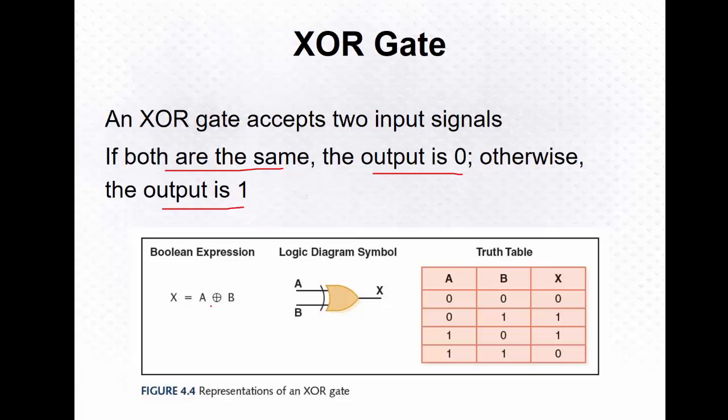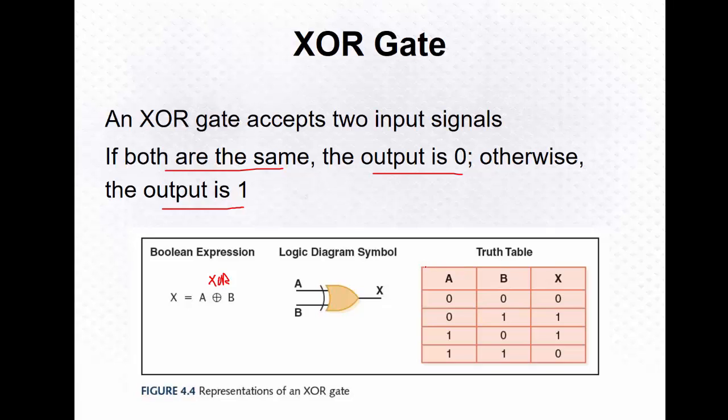So here is our symbol our author is using for XOR, and I'll probably just write XOR whenever I want to refer to XOR. Okay, X is assigned a value of A XOR, or exclusive OR, B. Looks like an OR symbol in the logic diagram, just got this extra arc here.